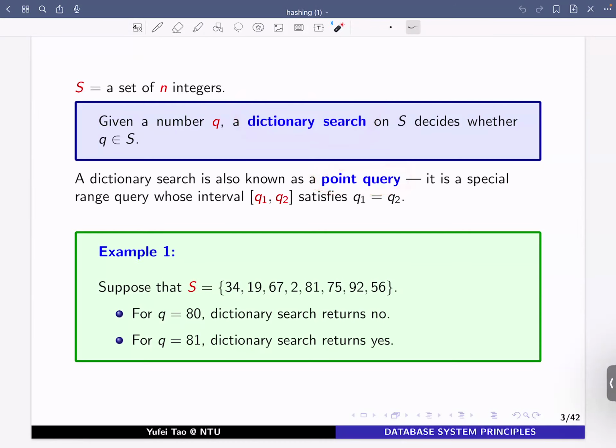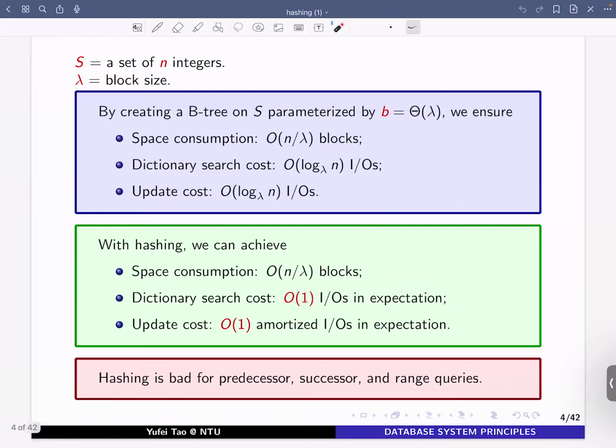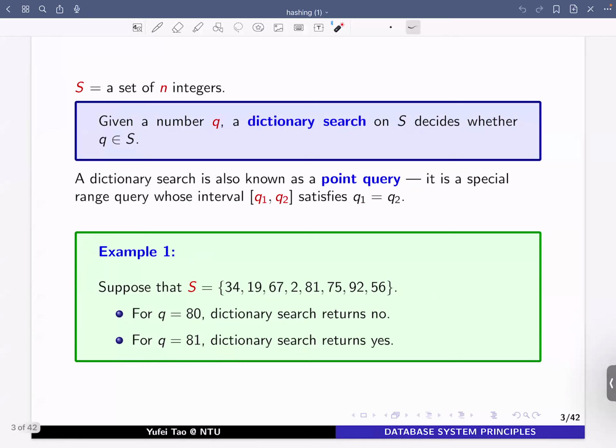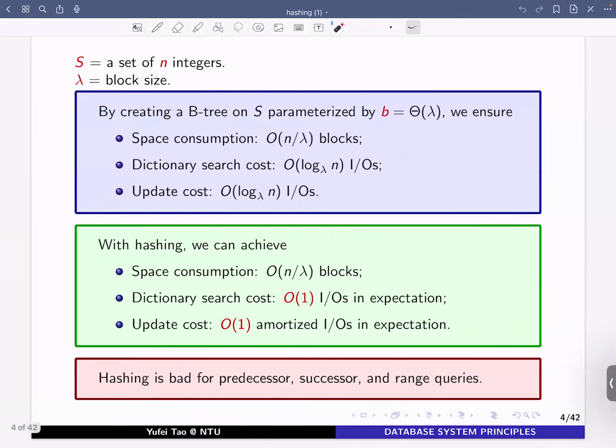Here is one example. Suppose you have an input set as shown here, all these integers. If the search value Q is 80, then the answer is no, obviously 80 is not inside the set. And how about 81? 81 is here, so the answer should be yes. So you get the idea. Well, the B tree is also able to answer dictionary search. Why? Because the B tree is able to answer range queries, right? But dictionary search is just a special case of range query.